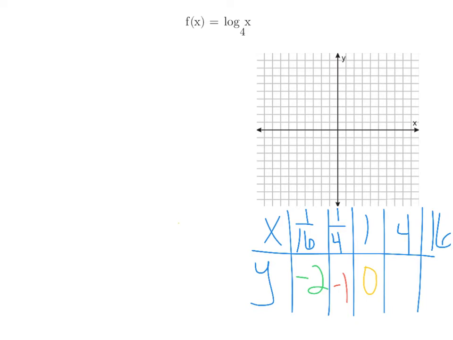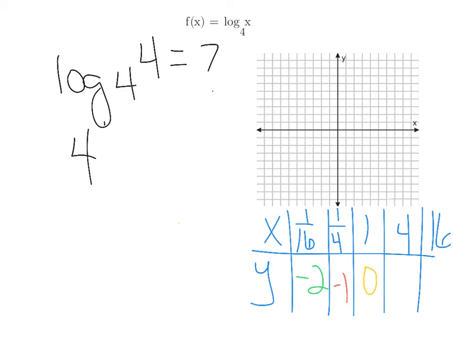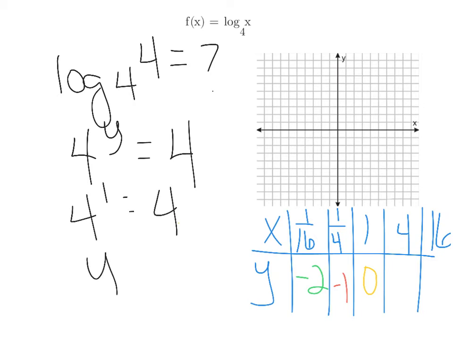Next, I would evaluate my function when x is equal to 4. So I'd be evaluating log base 4 of 4 equals what? Well, that means 4 to an unknown power is equal to 4. Well, 4 to the first is equal to 4, therefore my output value is 1.